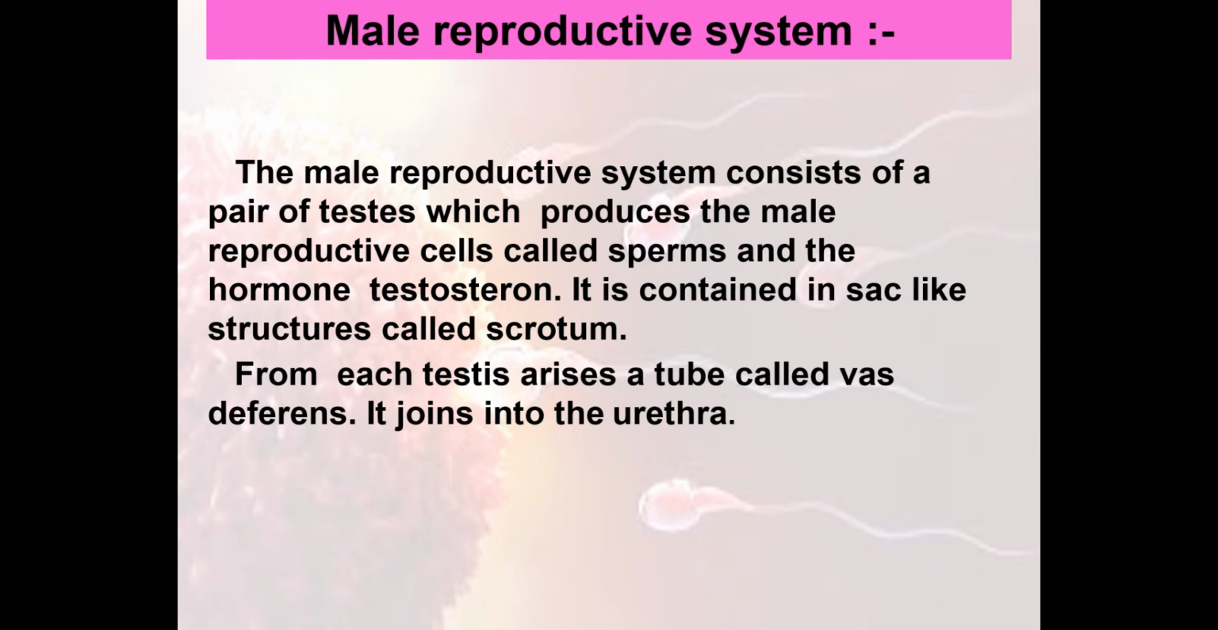Now from each testis, a tube, a duct arises. That is called vas deferens or the sperm duct. These two sperm ducts combine, and they open into a common urethra. This urethra is enclosed in a highly muscular organ called penis. This penis has an opening that is called genital pore.